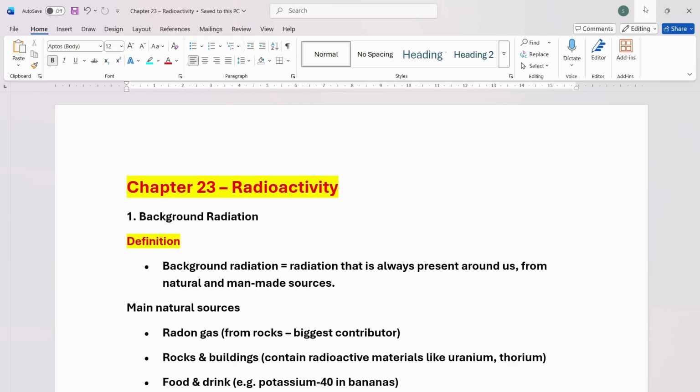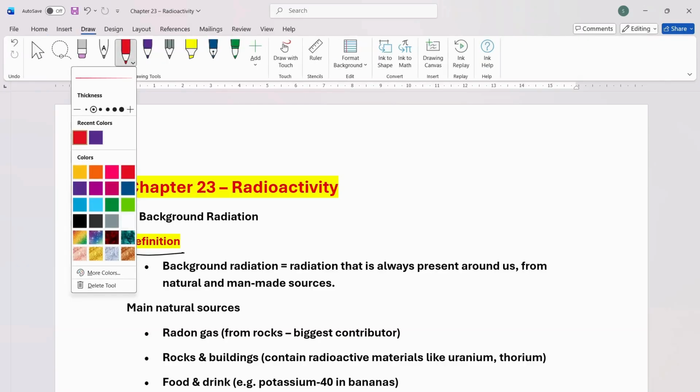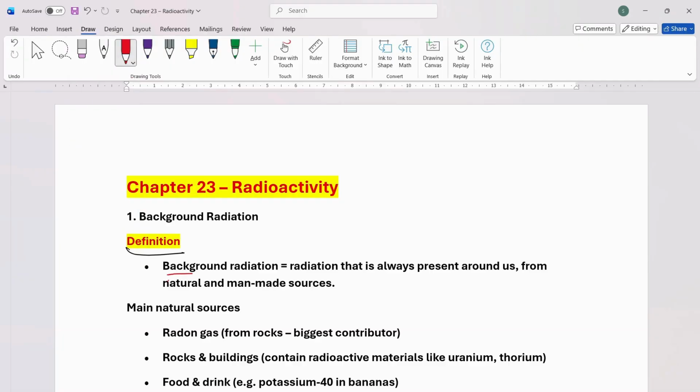Let's start with chapter 23, radioactivity. Background radiation. Definition: background radiation is radiation that is always present around us from natural and man-made sources.